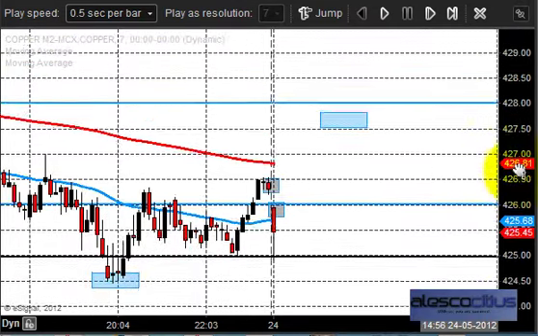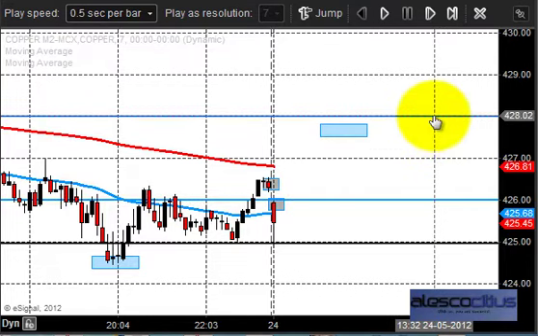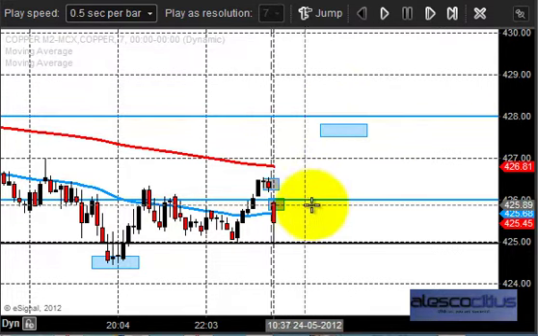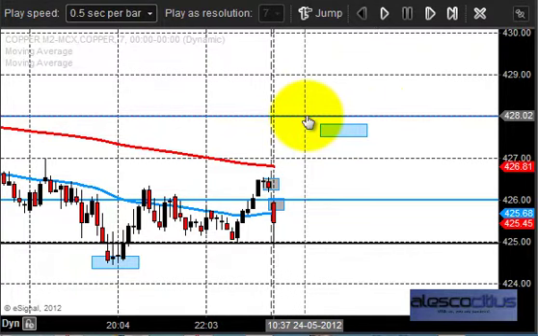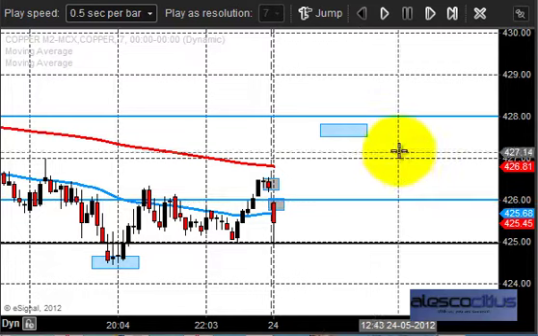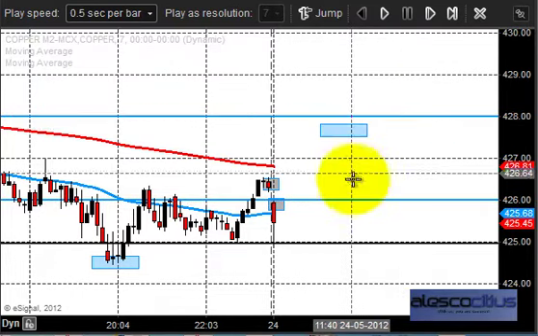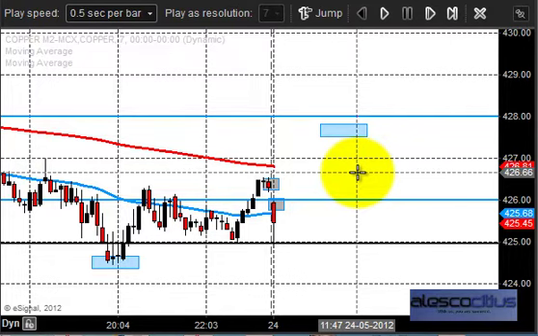We have clearly explained the importance of 426 to 428, how it is going to act as a trend deciding zone. If you have not seen yesterday's presentation, please go back and watch it. We have clearly explained how this zone is going to act as a major zone for deciding the trend.